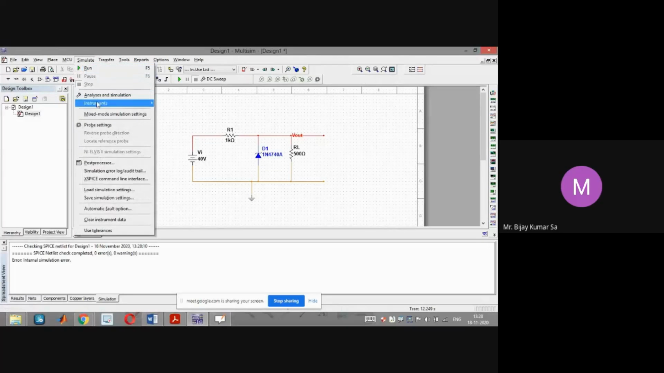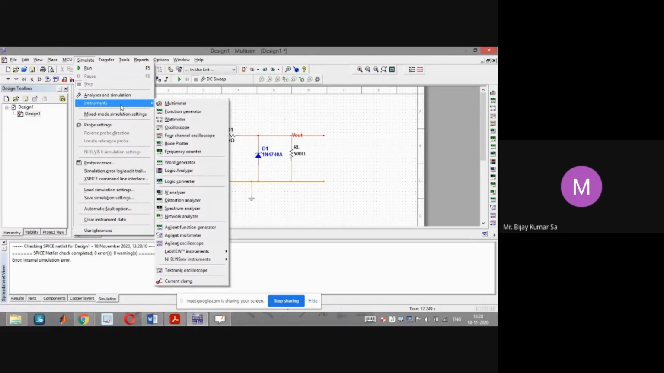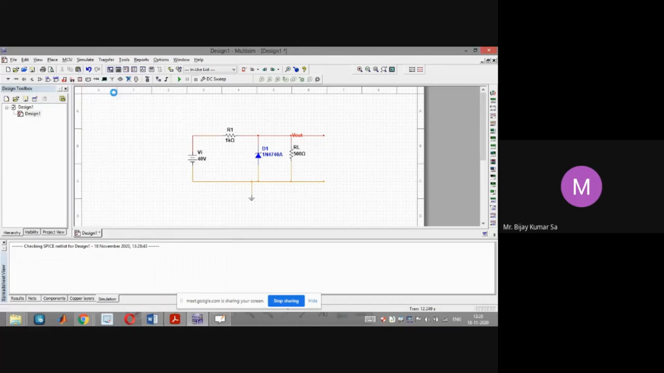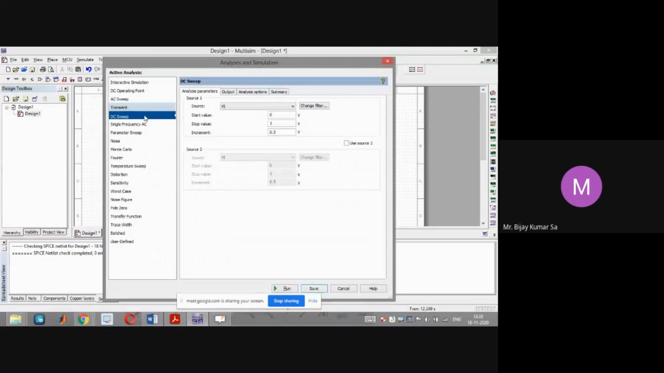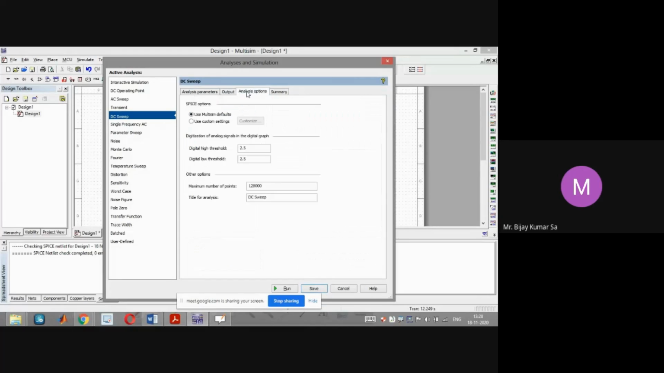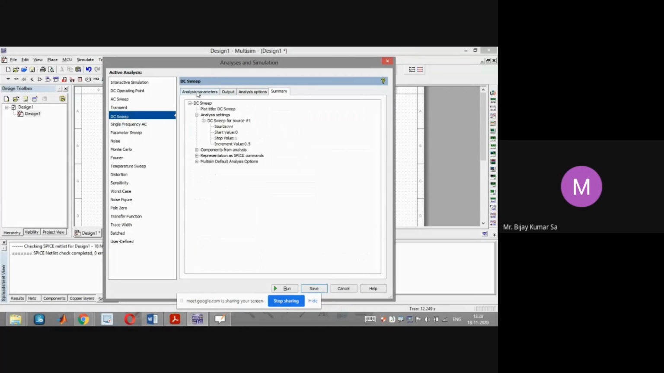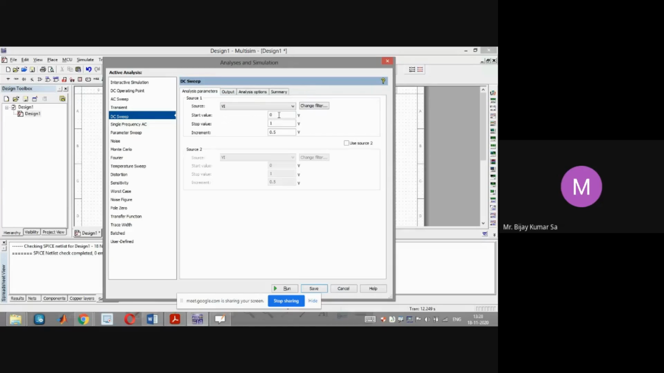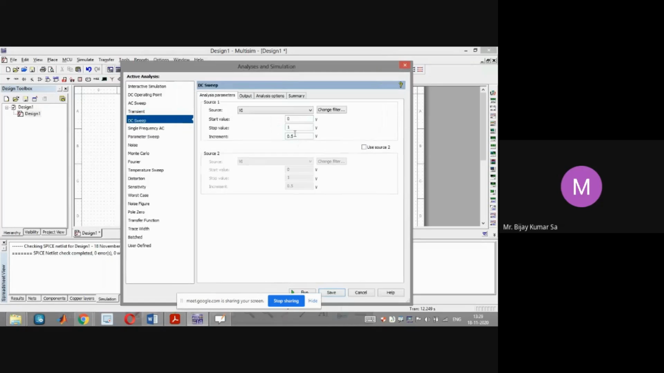Simulate, analyze and simulation. This is with output, the out. There is 0 to stop value. Let's say 40 volt.